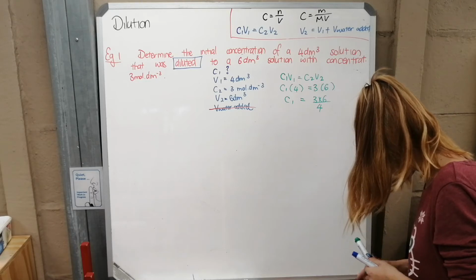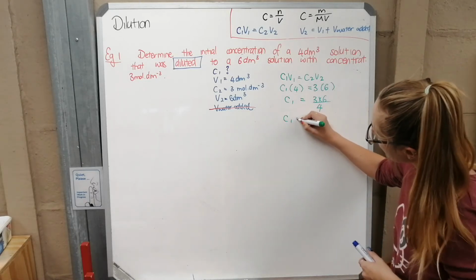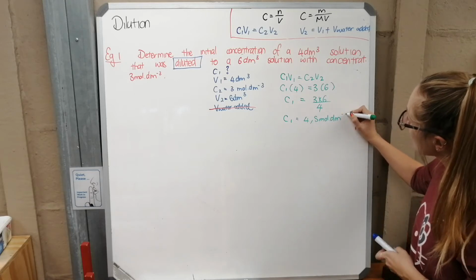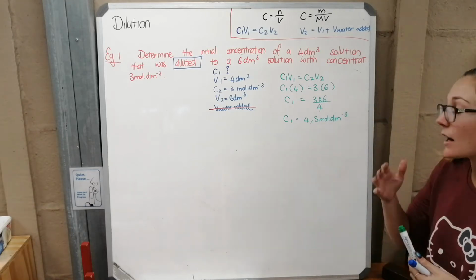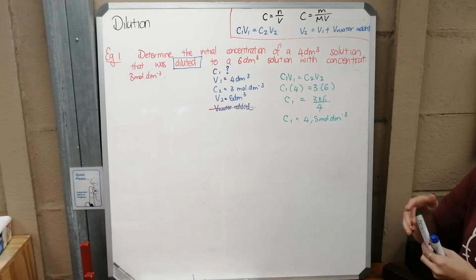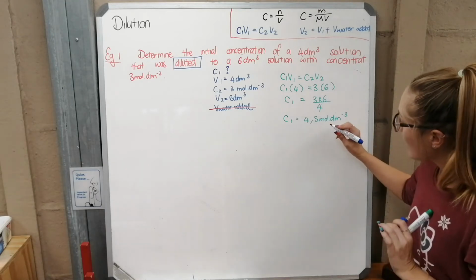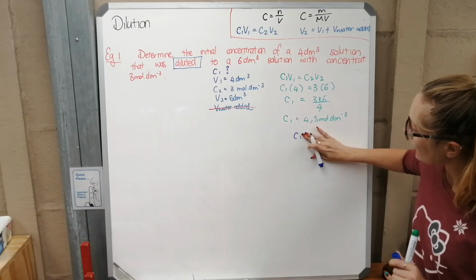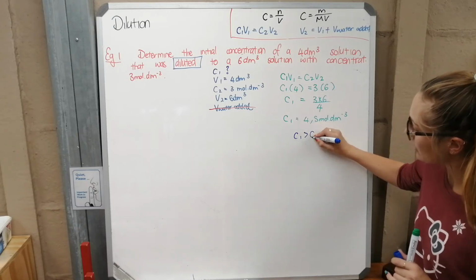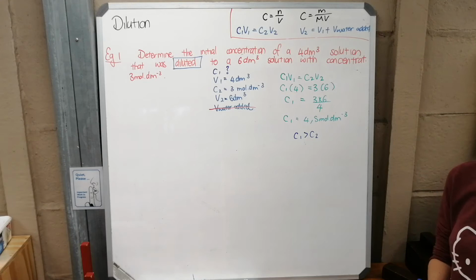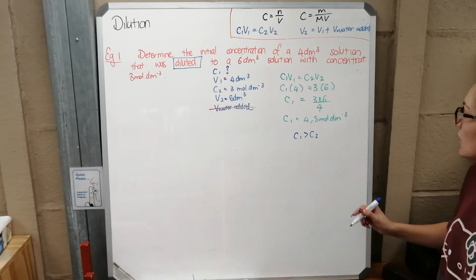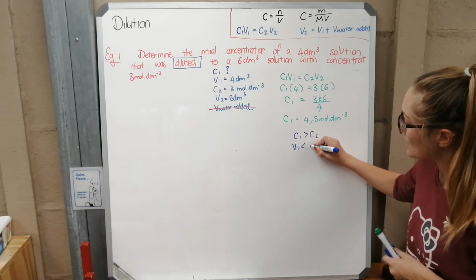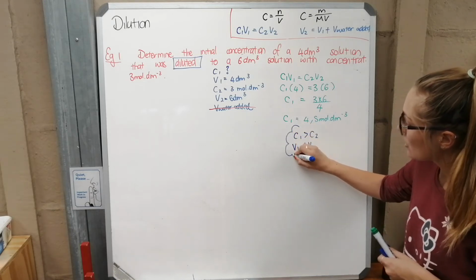Which is 4,5. So our initial concentration was 4,5 moles per dm cubed. Always go ahead and check that your initial concentration, let me write that as a note here, should always be greater than your final concentration, because remember, dilution is to decrease the concentration by increasing the volume. So your initial volume should always be less than your final volume. So just a little check.